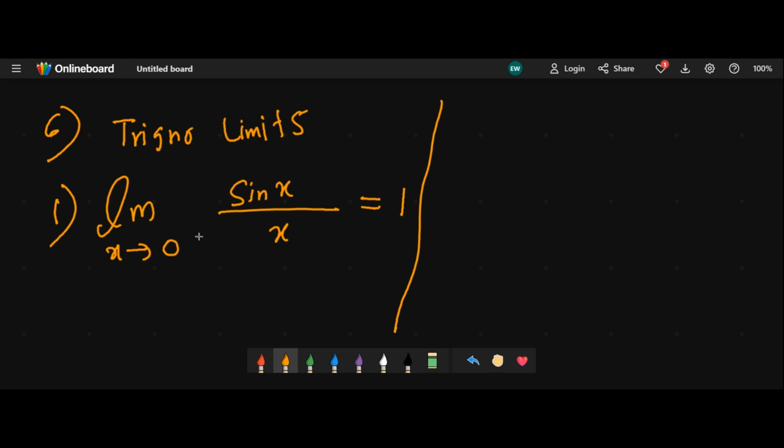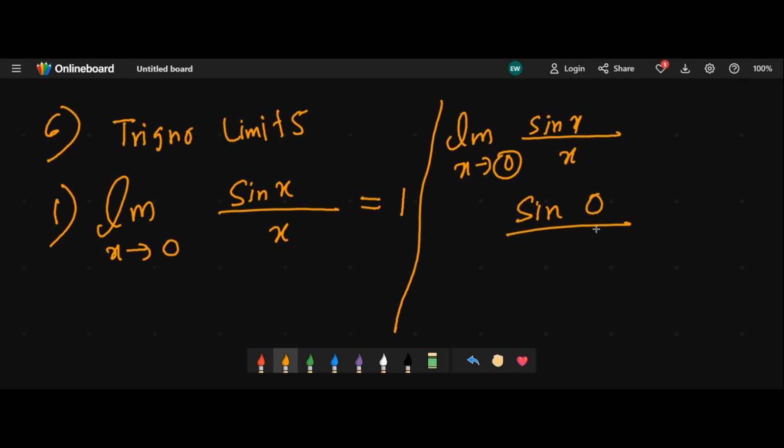First of all, try to substitute the value. We'll do this as a question, so it will be fun. Sin x divided by x. First, try to substitute 0. It will be sin 0 divided by 0. Sin 0 is 0, so 0 divided by 0. Now you see, you are getting 0 by 0, so you can't find the answer directly. But you have a hint. If it is 0 by 0, and you can't factorize or multiply by the conjugate, what is the rule you can use?